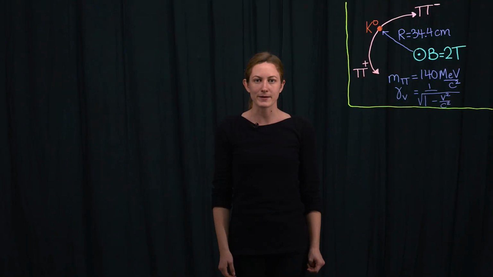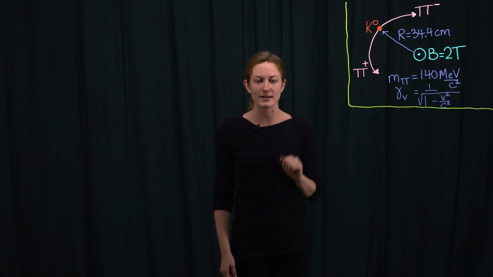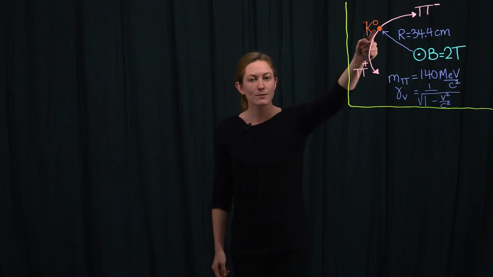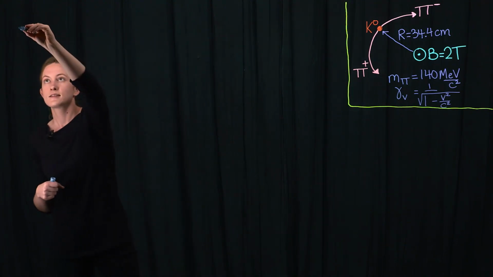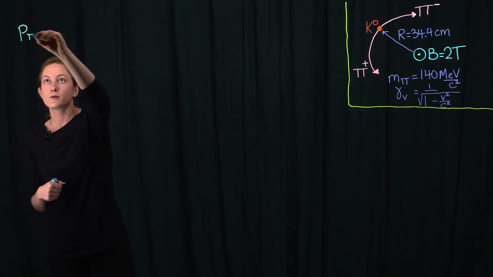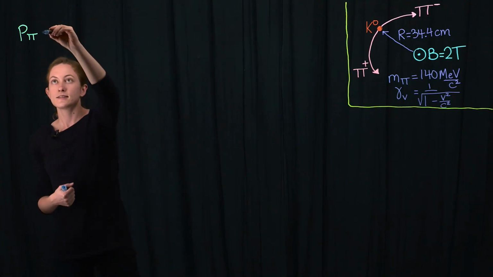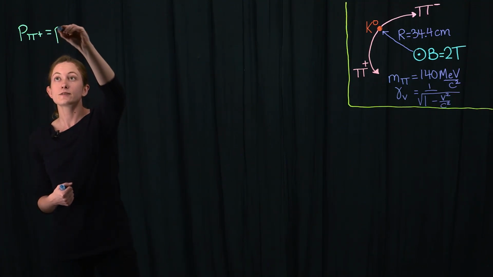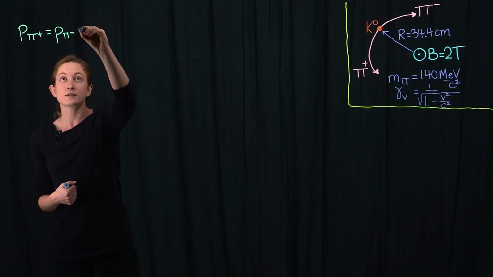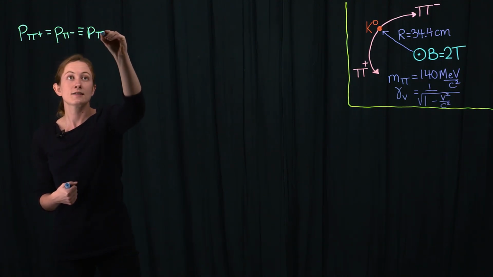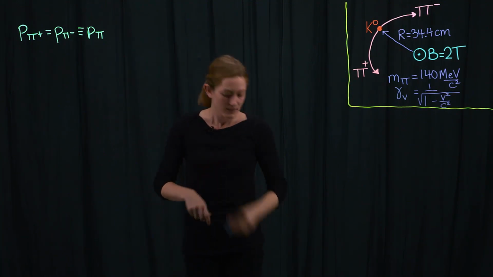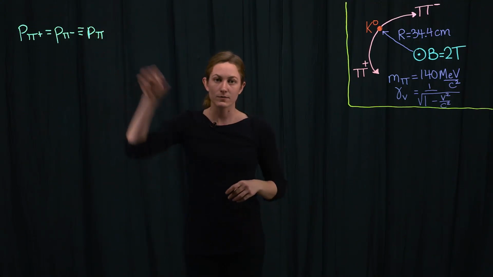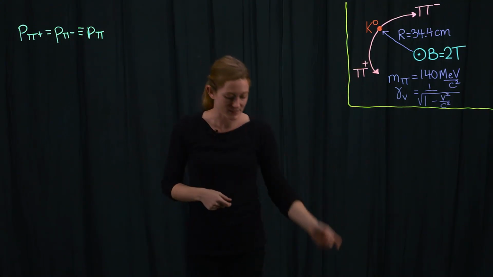We can solve this problem by relativistic energy and momentum conservation, working in the rest frame of the K0 meson. Since the initial momentum of the K0 meson is 0, conservation of momentum says that the momenta of the final state pions are equal in magnitude and opposite in direction. We're going to write that magnitude as p pi. And we can figure out what this momentum is by figuring out the momentum of a charged particle in a magnetic field, since that's the scenario that we have here.